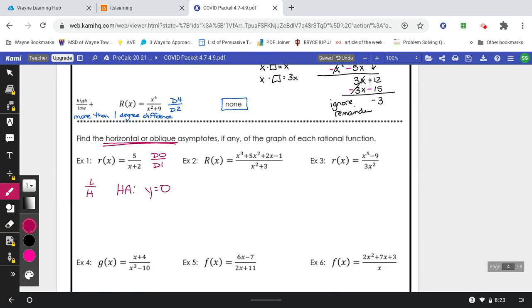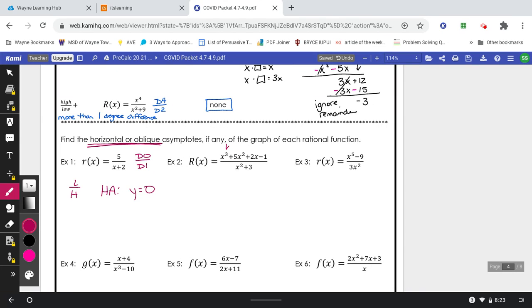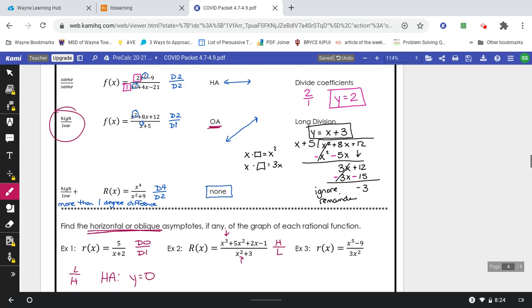All right, so for the next one, identify the degrees. This is a degree 3 at the top. Notice that 3 right there. Compared to a degree 2. So that would be a high over low. It's not high over low plus because they're only separated by 1 degree. So degree 3 compared to degree 2. So what I need to do on this one, high over low, it's an oblique asymptote, which means I'll have a diagonal line and it's going to be long division.